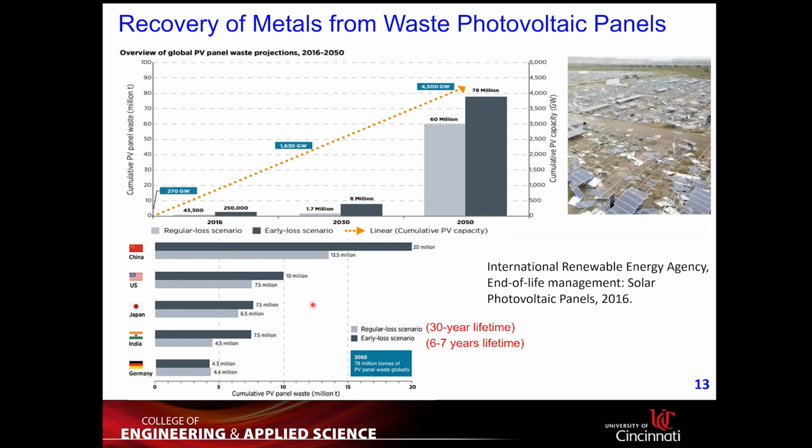Then, if you see here, how much photovoltaic waste can be generated from this country? With a normal regular 30-year lifetime span, maybe China will produce 20 million tons of this waste. Then with a short lifetime, maybe about 13.5 million tons in the United States and other countries. So this is a huge issue for the renewable energy sector.